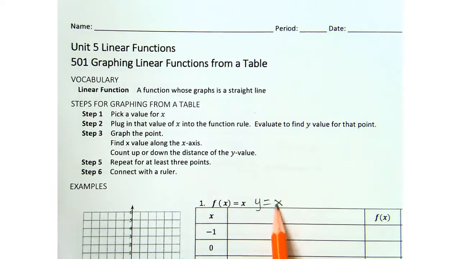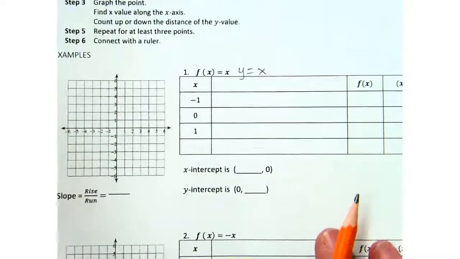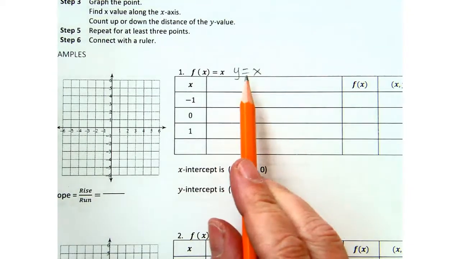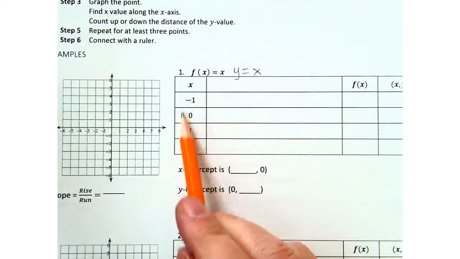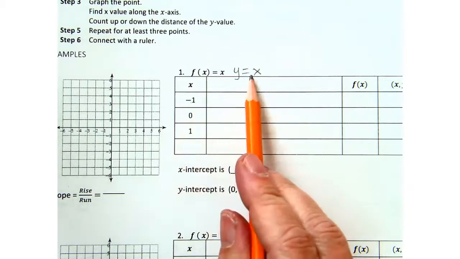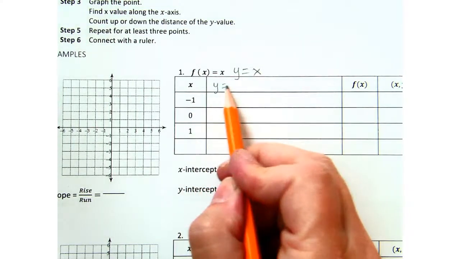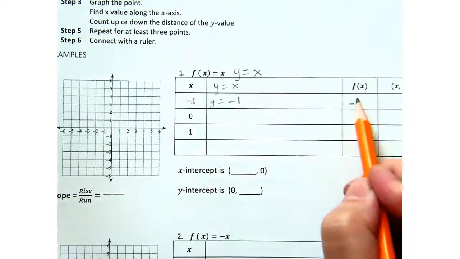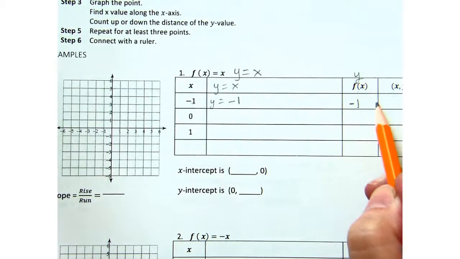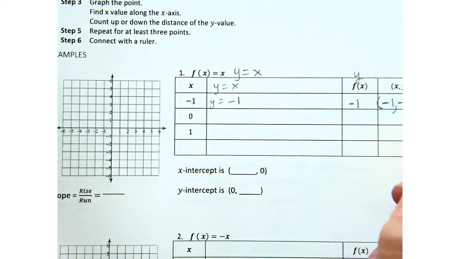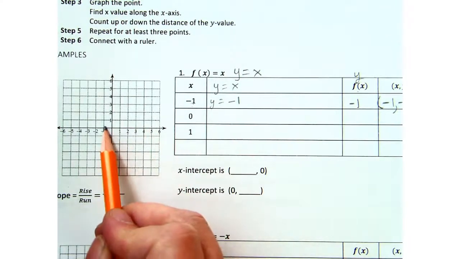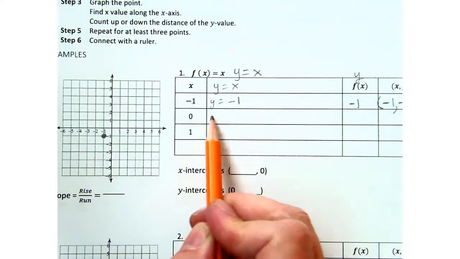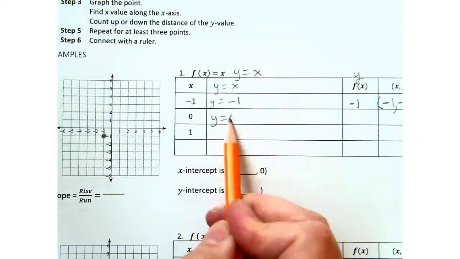In example 1, we have y equals x. You can use any numbers for x, but we will use -1, 0, and 1. Replace x with the value -1. This gives us y equals -1. Our first point then is (-1, -1). Graph this point. Replace x with 0 for y equals 0.